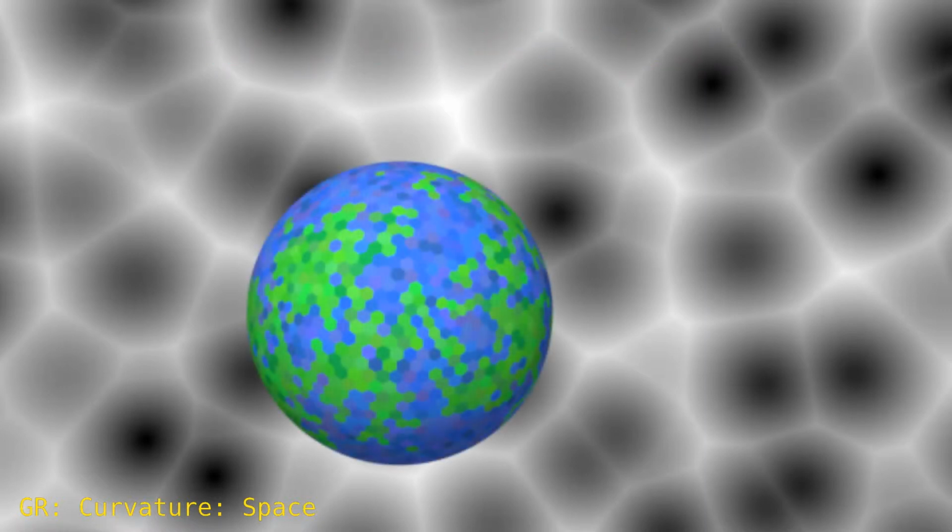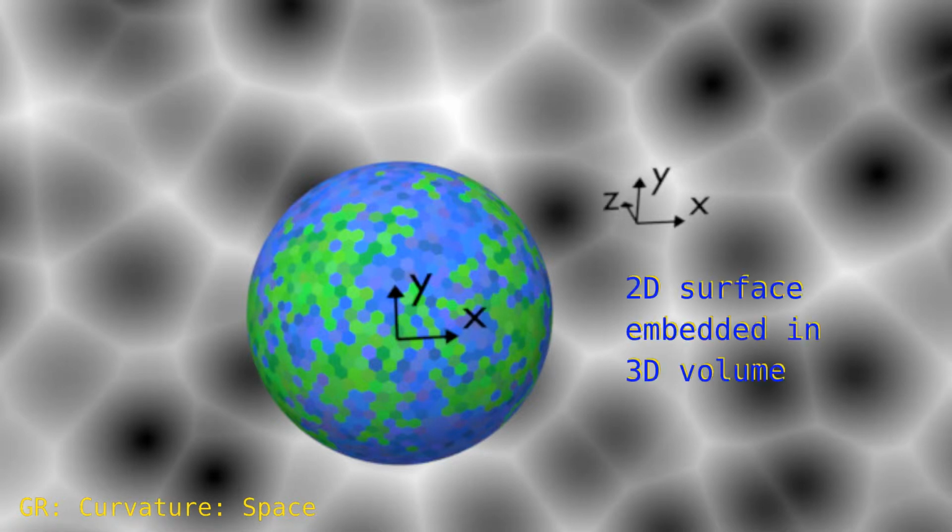Here is a spherical surface, like the surface of a planet. A sphere is a two-dimensional surface that curves around in a three-dimensional volume. We say that the surface is embedded in a higher dimensional space, 2 dimensions inside 3 dimensions.